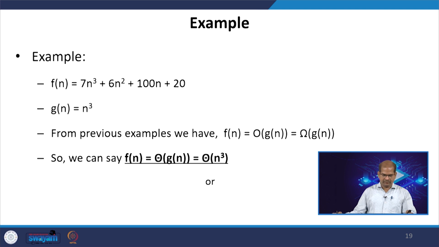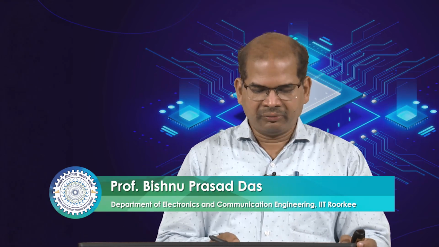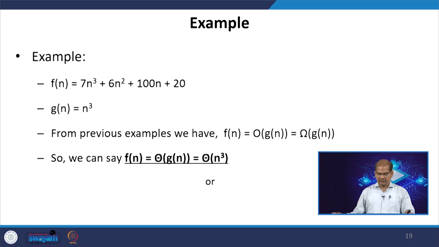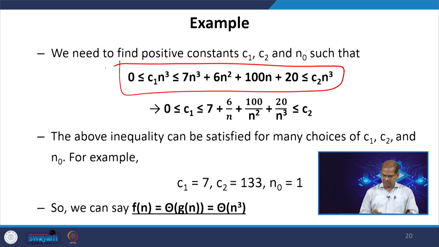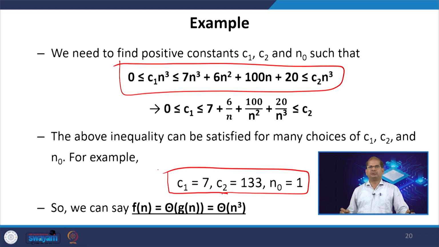We can take this example, because we have already proven that f of n is big O of g of n and f of n is also omega of g of n. Hence, from the same argument I can say that f of n is theta of g of n, or theta of n cube, or we can find those constants C1, C2 and n naught such that this inequality holds. I have C1 as 7, C2 as 133 and n naught as 1.